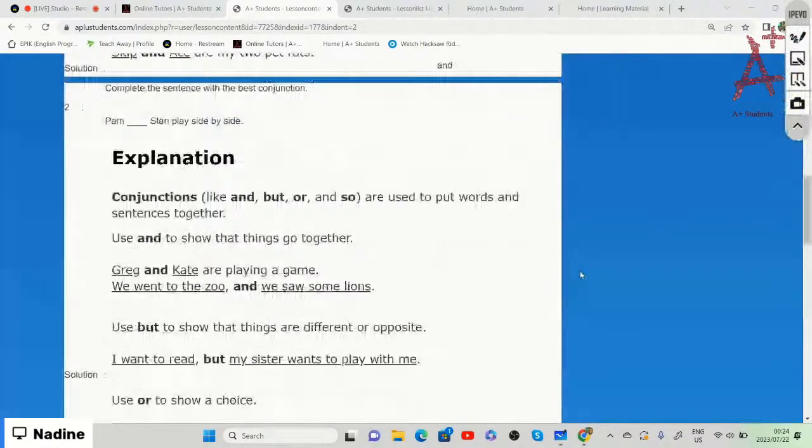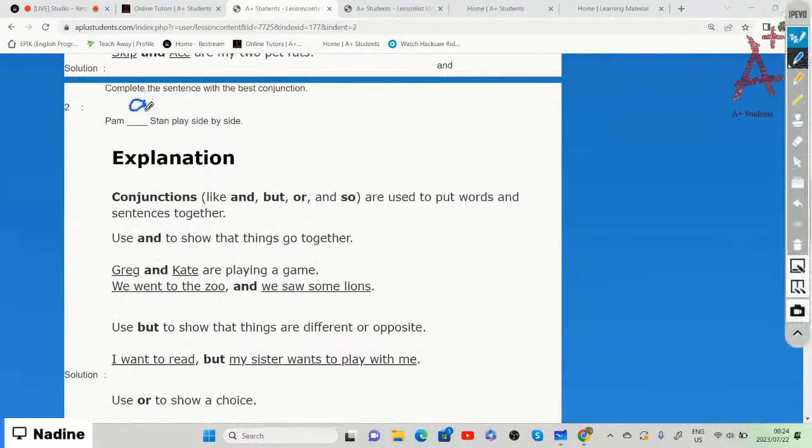Pam. So Pam, we can say yeah, Pam and Stan, they play side by side, right? And the word and is filled within that space to show that things go together.